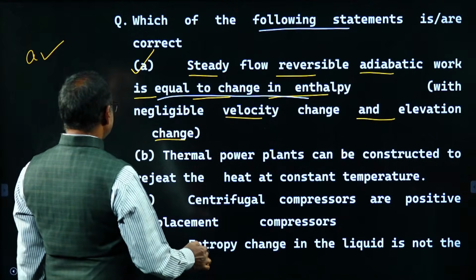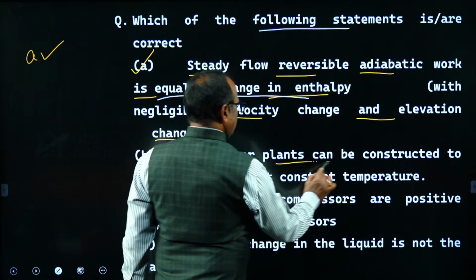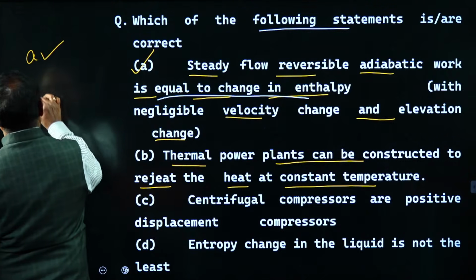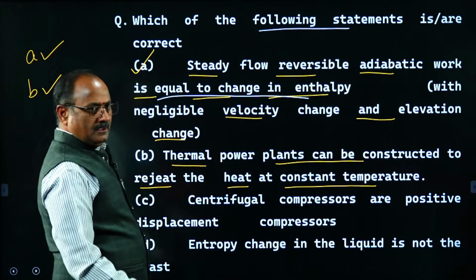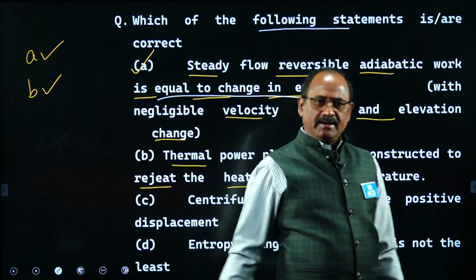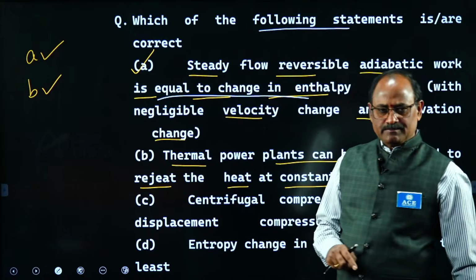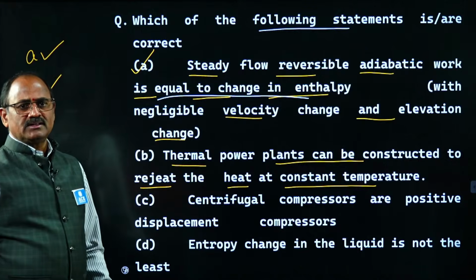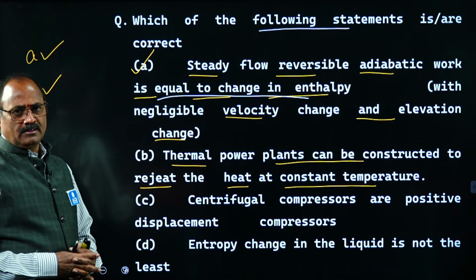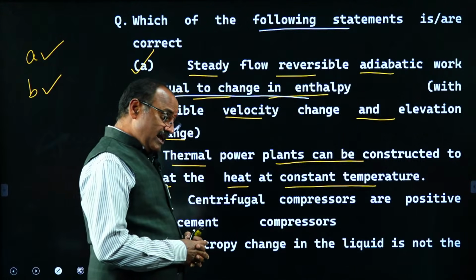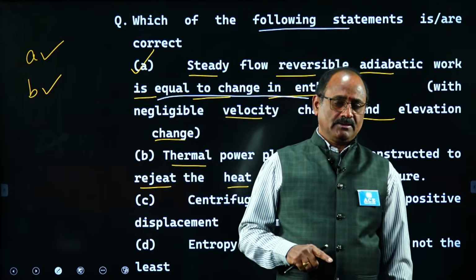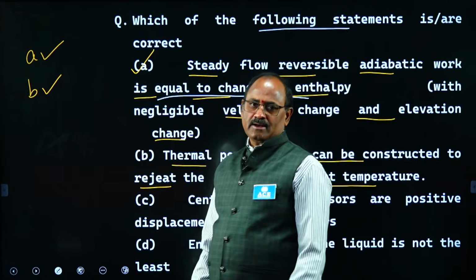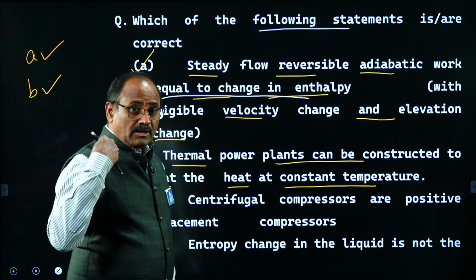Look at B. Thermal power plants can be constructed to reject the heat at constant temperature. Absolutely correct. You know, in the thermal power plant, heat is rejected to the coolant available in the condenser. It is practically possible to maintain the constant temperature during the heat rejection process for a thermal power plant. That means the entire heat can be rejected at constant temperature without any practical difficulty. That is the beauty of the thermal power plant or Rankine cycle. The total heat can be rejected at constant temperature.